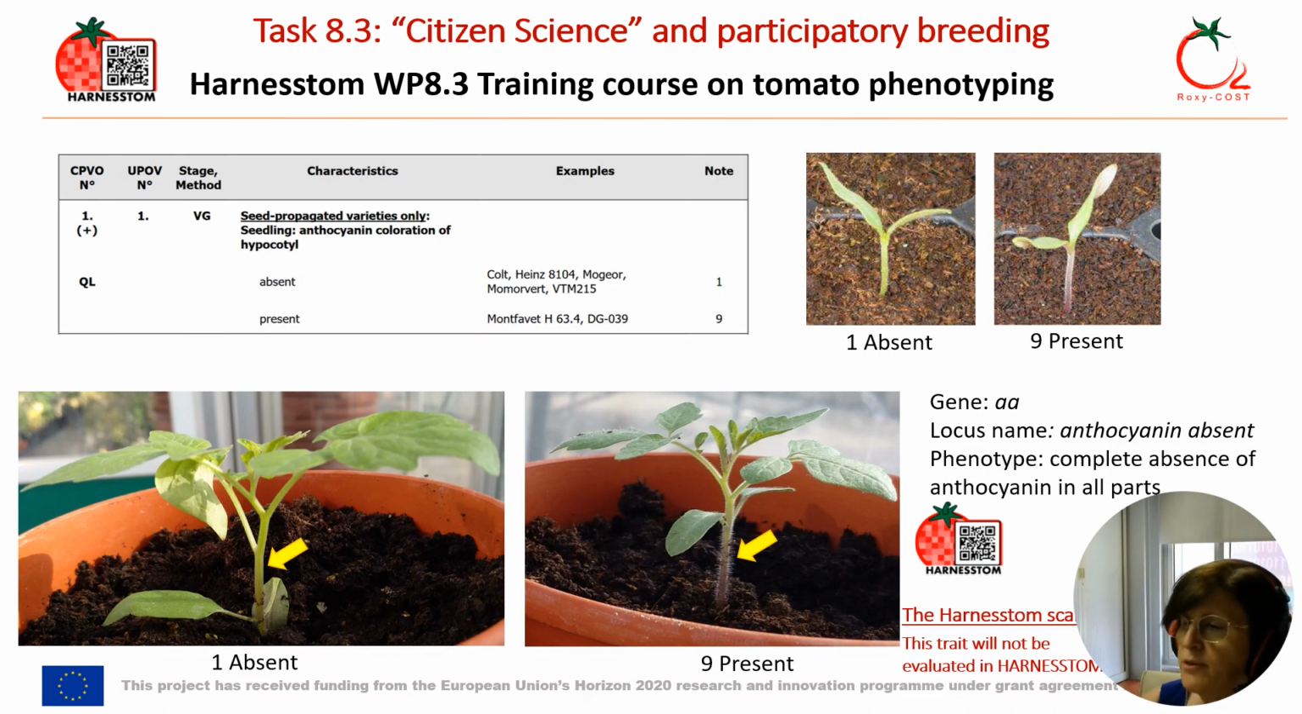The first trait we are going to take is the anthocyanin coloration of hypocotyl. This trait is recorded only in seed-propagated varieties. It can be absent or present, as you can see in these pictures. This trait is controlled by the gene AA, anthocyanin absent, and the phenotype is the absence of anthocyanin in all parts of the plant.